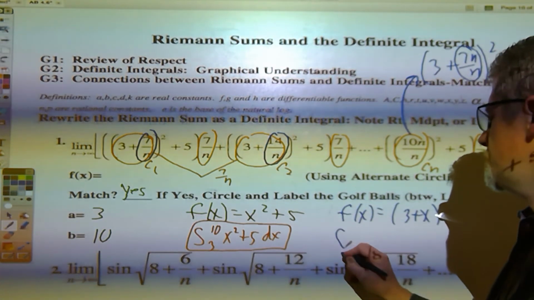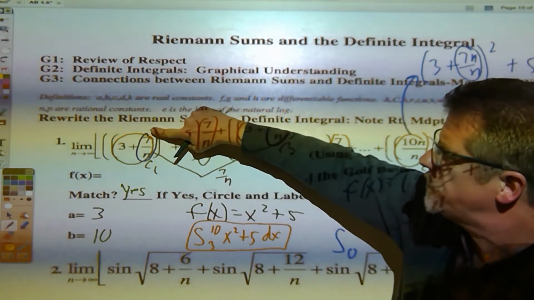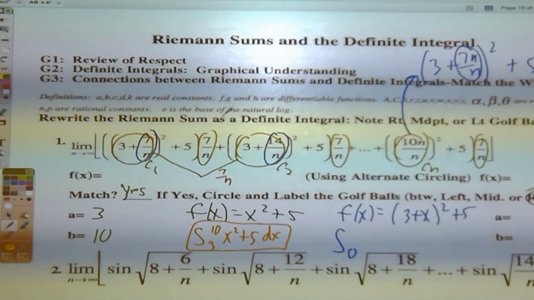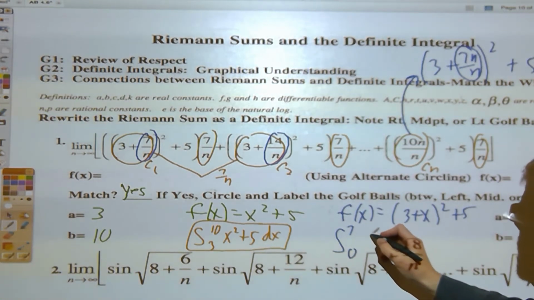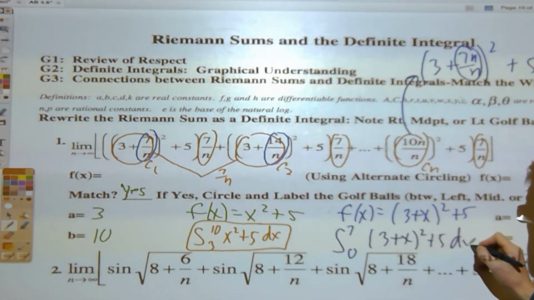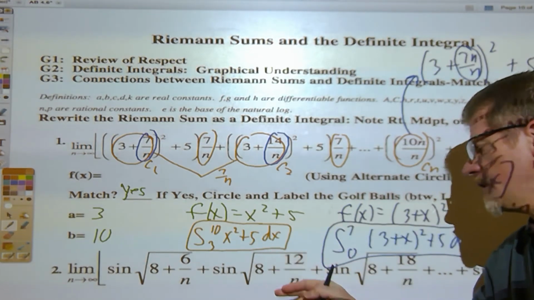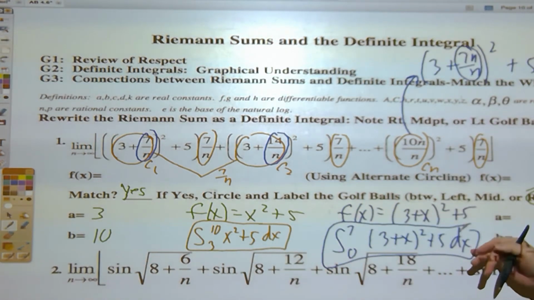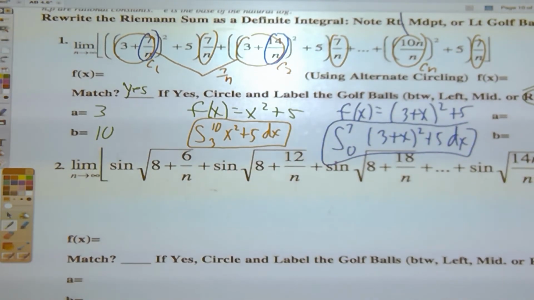And the final answer would be the definite integral from 0, because the limit as n approaches infinity of 7 over n is 0, and the upper limit of integration would be 7. So it'd be the definite integral from 0 to 7 of 3 plus x quantity squared plus 5 dx. Now, I'll leave it to you to type the orange one into your calculator and the blue one into your calculator to verify that both of them give you the same answer.